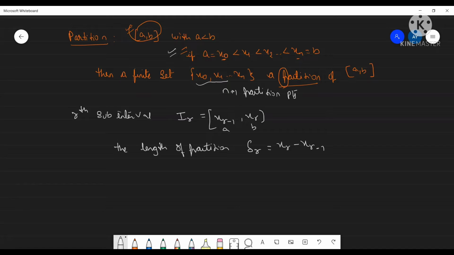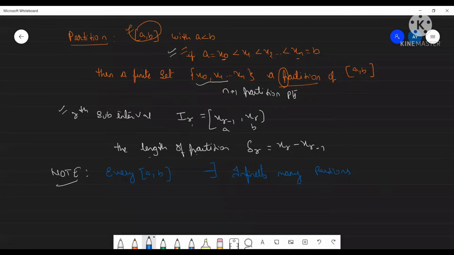We just took the interval, and then we had subintervals. If we had the rth subinterval, then it is denoted by IR. And then we have learned about the length of the partition. Now there is an important note. The note says for every closed interval A comma B, there exist infinitely many partitions.